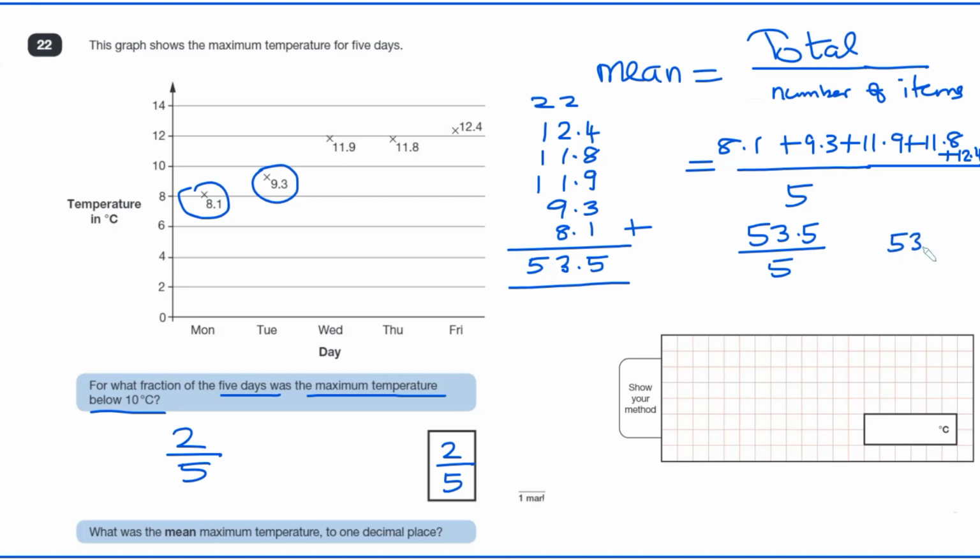So you can easily do 53.5 divided by 5. 5 goes into 5, 1. 5 times 10 is 50 and 3 remaining, so 35. So you place the decimal, and 5 times 7 is 35. You don't need to put the decimal here. So no remaining. So the answer is 10.7. So mean means, be careful, total: you need to add all the numbers and divide by 5.